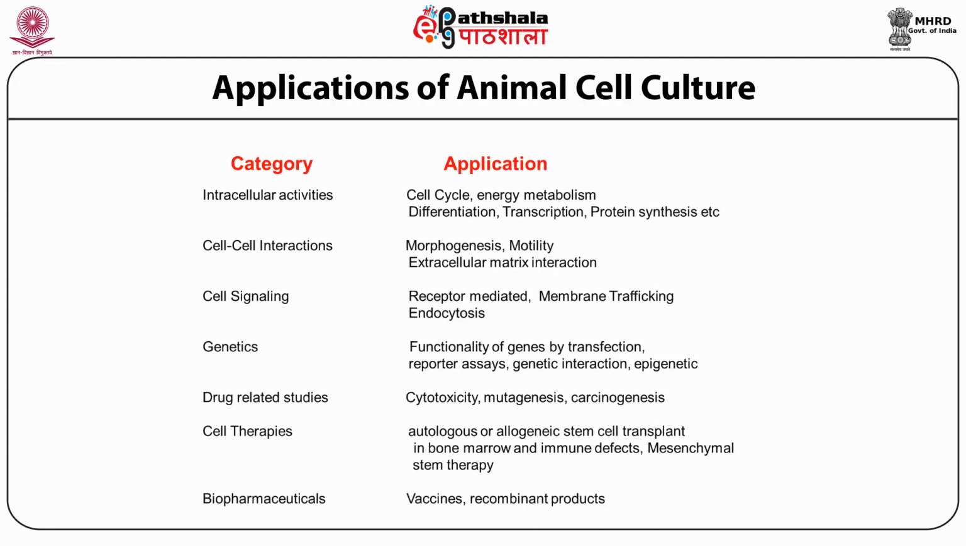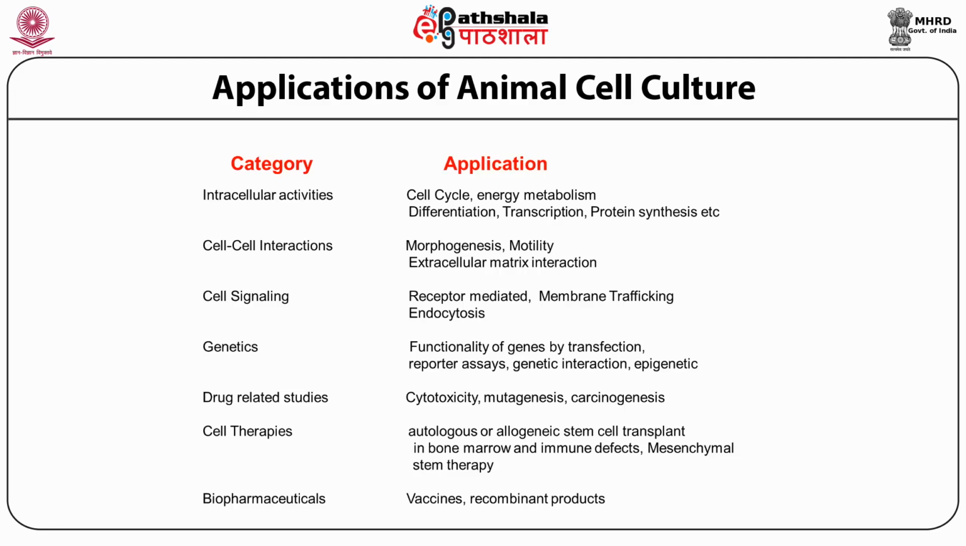There are various applications of animal cell culture, and these can be categorized into various categories, such as the intracellular activities, which can be used for understanding the process of cell cycle, mitochondrial energetics, process of differentiation, transcription, and protein synthesis. Yet another category is cell-cell interaction. As cells can form colonies, they can be used to study cellular interactions like morphogenesis, motility, extracellular matrix interaction, etc.